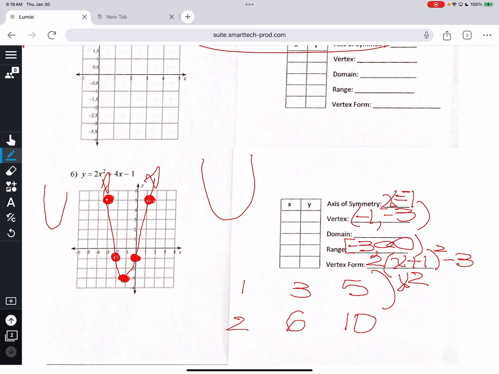Ooh, this is a tough one. Who am I going to call on? Gabe, what's the question? What are we missing? The domain. What is the domain, Gabe? It's all real numbers. Olivia, all real numbers. I was close. And every single quadratic equation, when you're graphing and you're asked for domain, it's all real numbers.